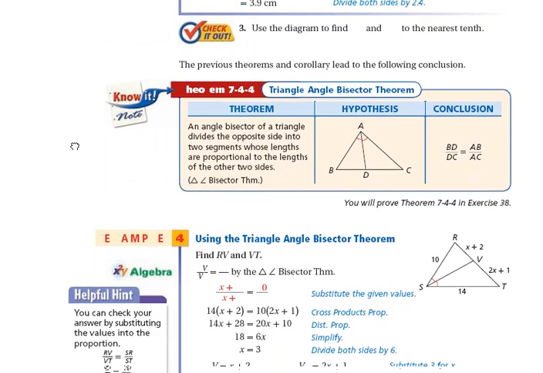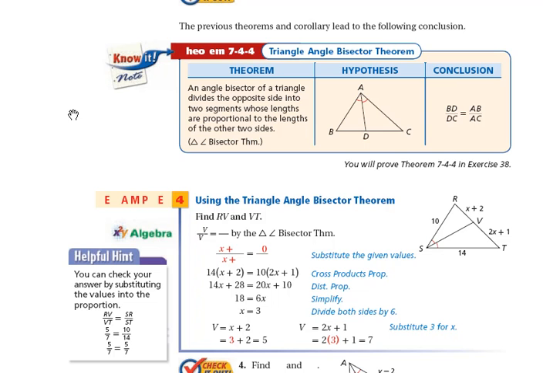And then finally we have the Triangle Angle Bisector Theorem. And basically, again, this is a proportion. If we bisect this angle A, we can say that BD and DC will be proportional to AB and AC, so the sides of the triangle.